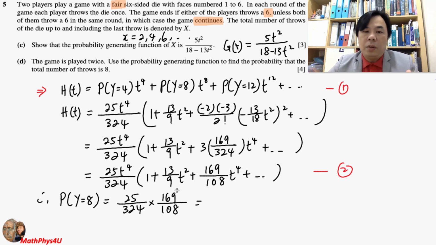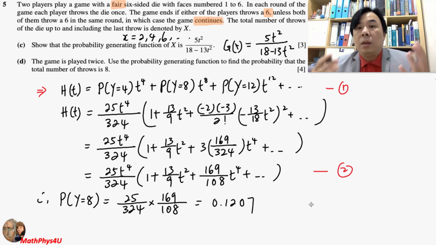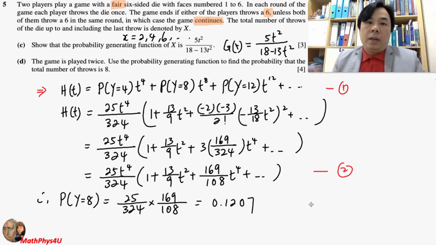okay. So if you tabulate this, you can leave it in terms of fraction. Based on my calculator, it is indicated as 0.1207, or you can leave it in three significant figures, usually in the exam, right? Okay, and then there you have it. We have successfully answered these questions that is related to probability generating functions. Okay, I hope this is helpful in your learning.